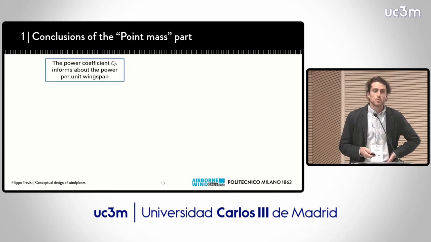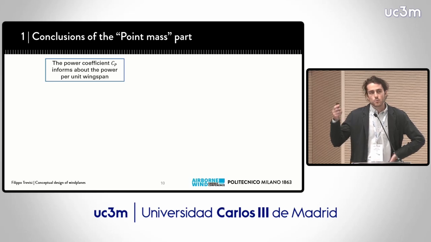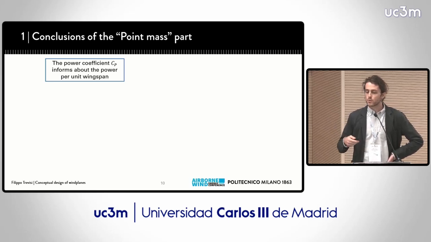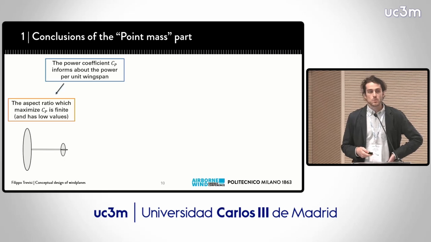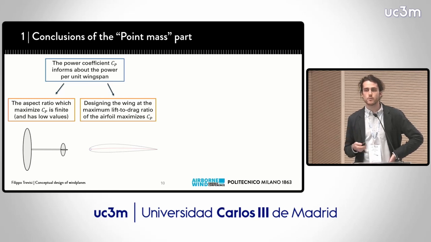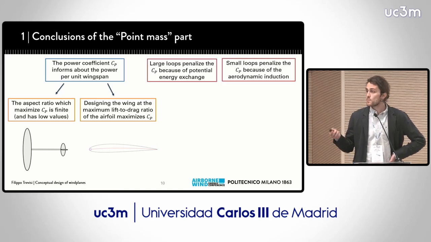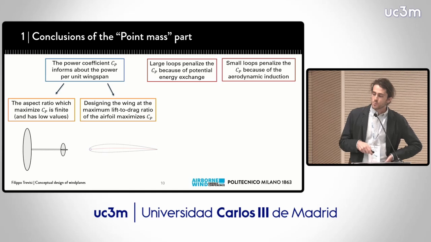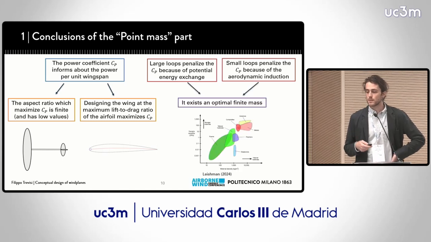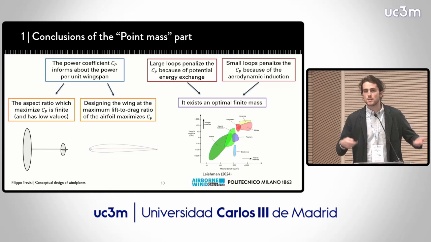So now it's time to draw some conclusions on this first part of my thesis. We defined this CP informing about the power per unit wingspan. And we saw that this led to a plane with finite aspect ratio and the need for airfoils which maximize CL over CD, as in other applications in aeronautics and wind energy. Then, since large loops penalize the CP because of the potential energy exchange, and small loops penalize the CP because of the dynamic induction, we found that there is an optimal finite mass. So now the question is actually how can we build these planes? Which material should we use? And what will be the structural design?